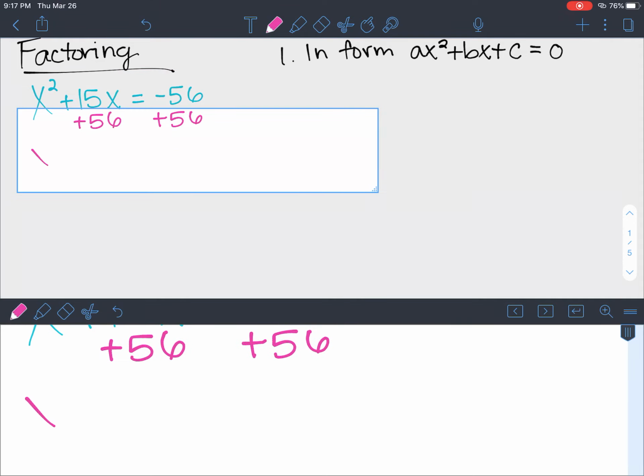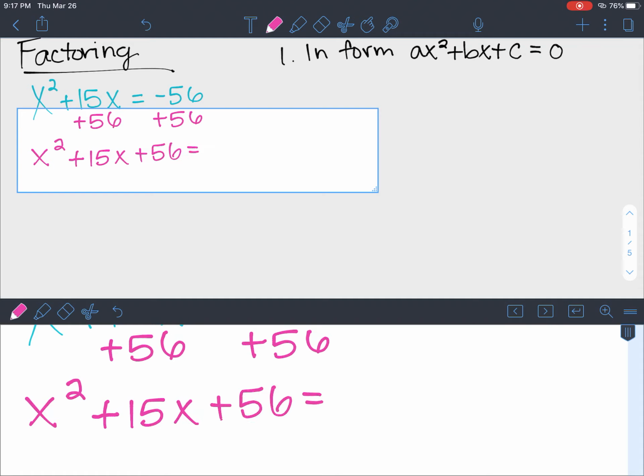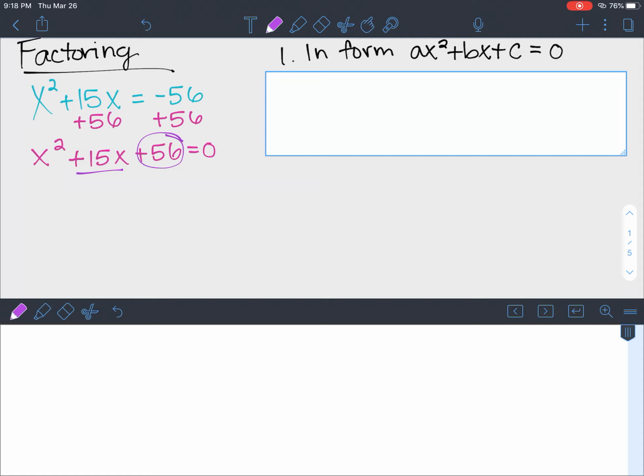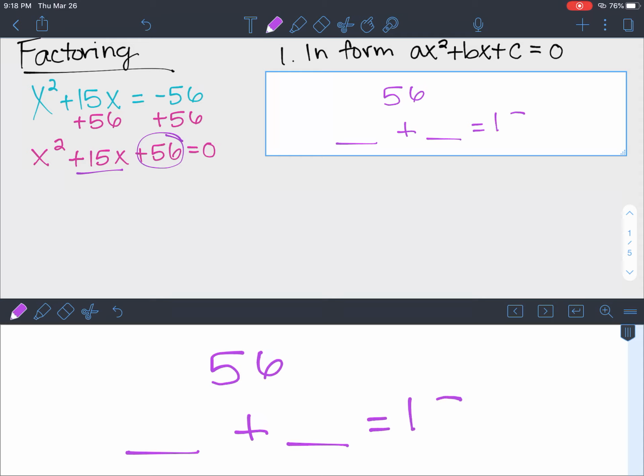And when we do that, we get a new equation that looks like x squared plus 15x plus 56 equals 0. The next thing we need to think about is what two numbers can I multiply to get 56 but add to get 15? So we need to multiply to get 56, but then we need to add to equal 15. So if we think about some of the factors of 56, we have like 2 and 28.